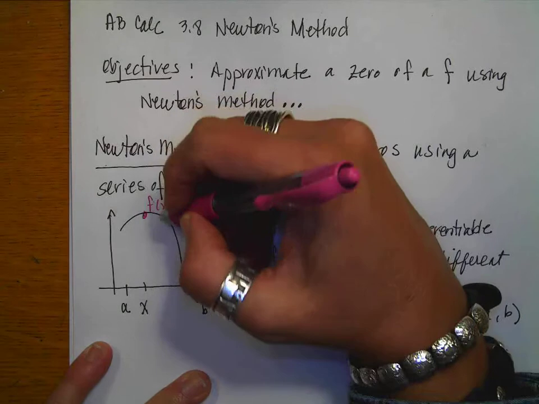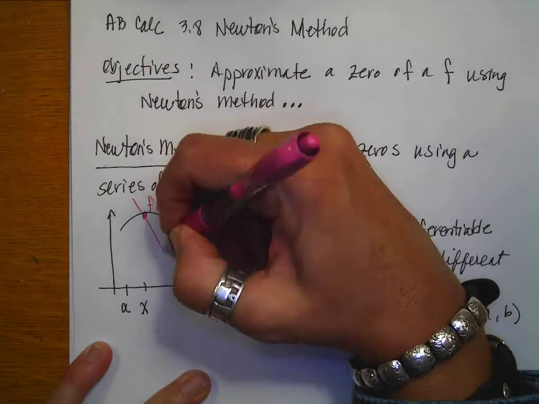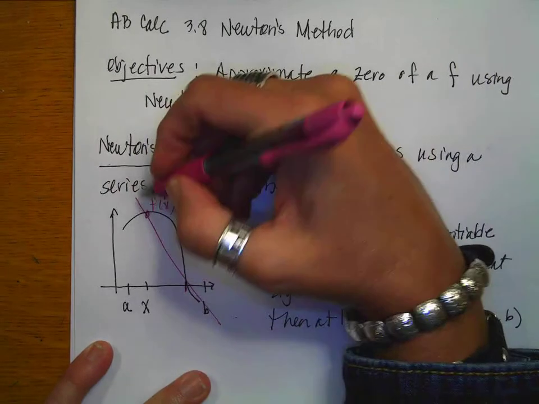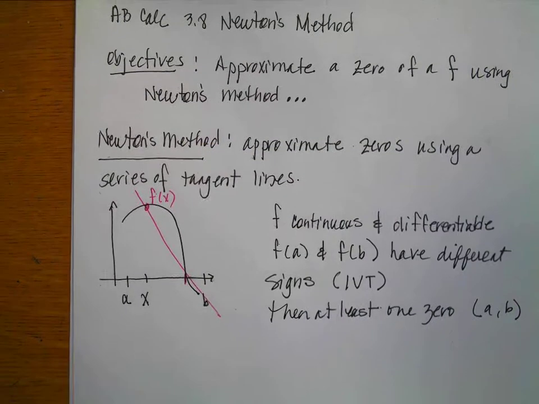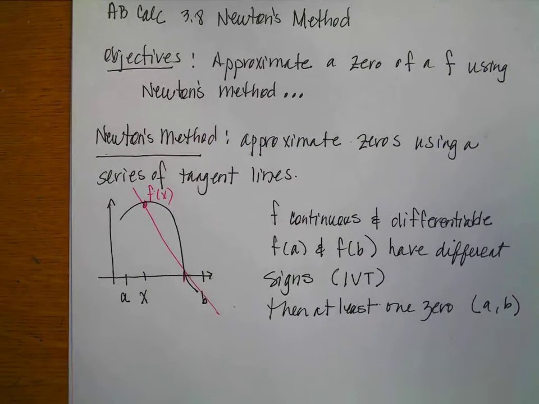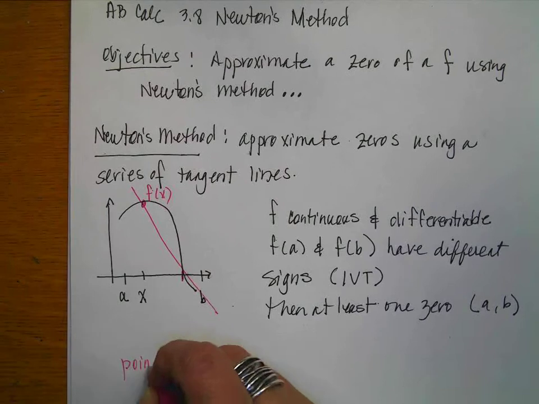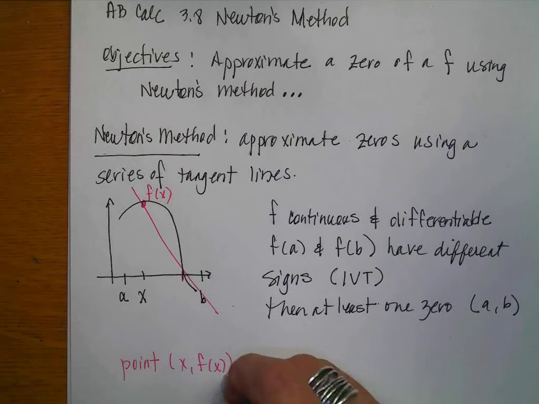So what we're going to do is find an approximation of the zero by doing, oh, that's just really crappy, because it can't be tangent. You'll get the general idea, but we're going to use a series of tangent lines that are going to intersect and help us to find the zero. So I'm going to have a point. My picture is just really crappy. I'm sorry. F of x.